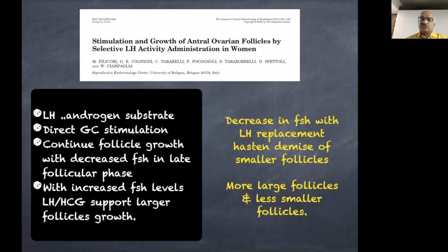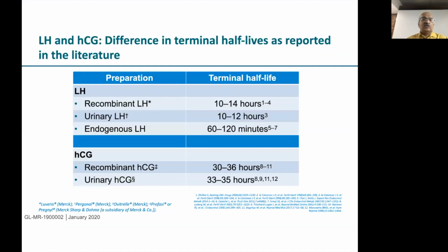A decrease in FSH with LH replacement hastens the demise of smaller follicles, and it is the VEGF and the hormones secreted from the smaller follicles which also contribute to OHSS. A decrease in the number of smaller follicles is very beneficial for prevention of OHSS. More large follicles and fewer small follicles is pretty similar to a natural menstrual cycle, and getting better pregnancy rates and better mature eggs is good.